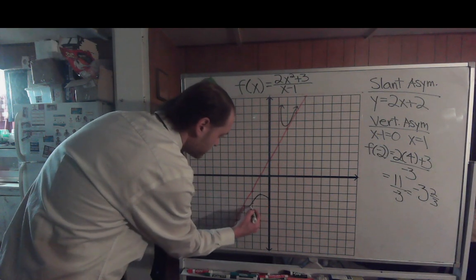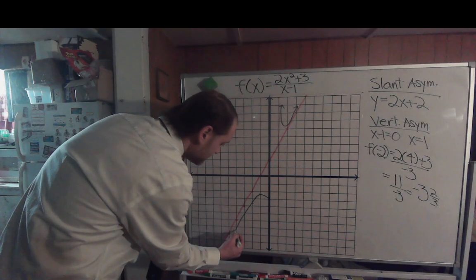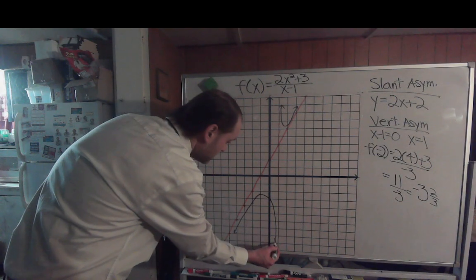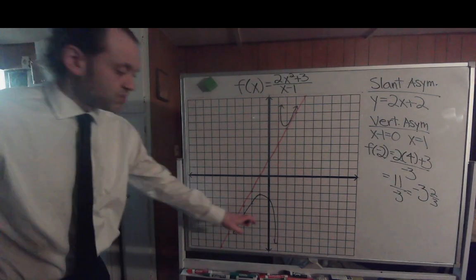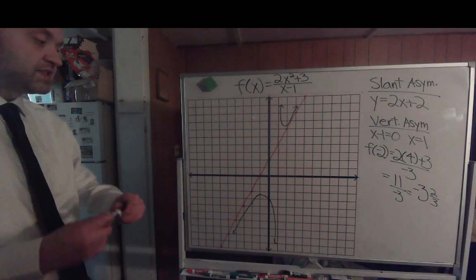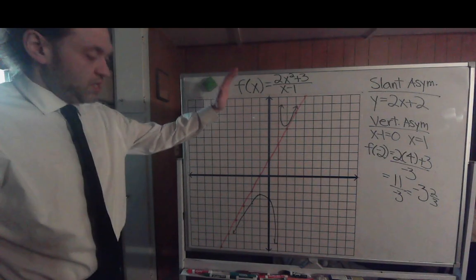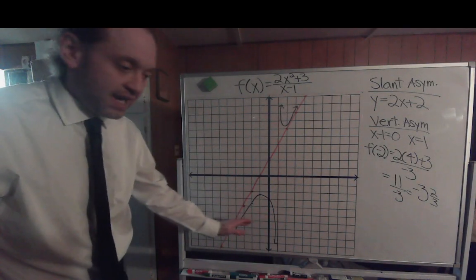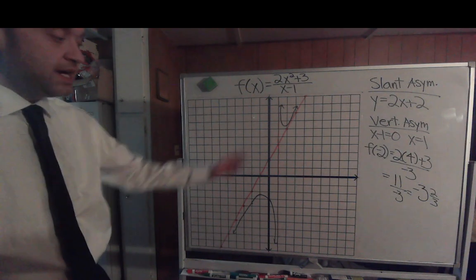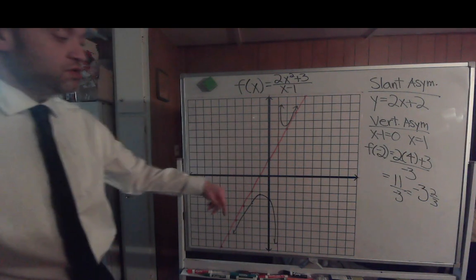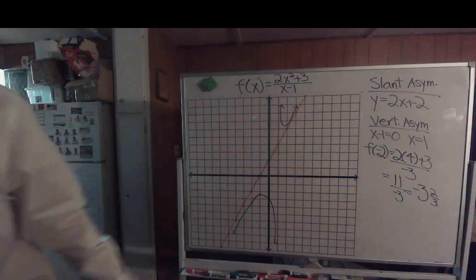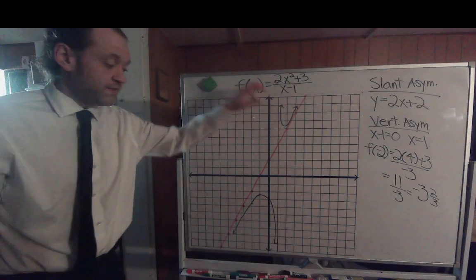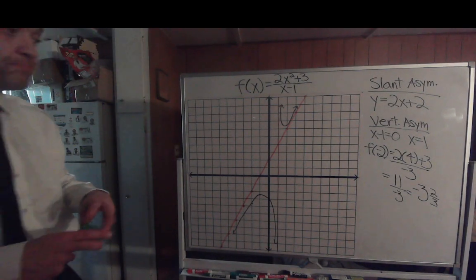So your curve's going to go a lot like this. So your curve is going to look a lot like this for your graph. It stays usually within the bounds of the slant asymptote and the vertical asymptote. They help guide the shape of the graph. So you're going to get something a lot like that for graphing 2x squared plus 3 divided by x minus 1.